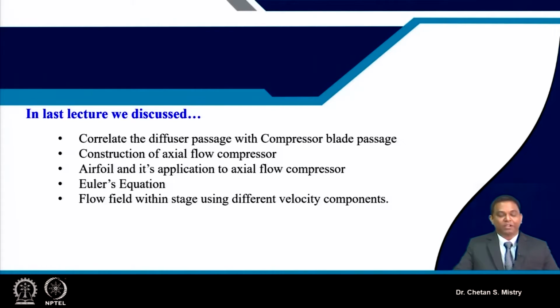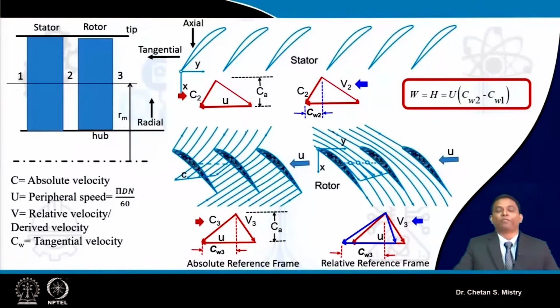Then we were discussing Euler's equation and its application. Then finally we ended up with our flow field, which we have discussed within our stage at a particular station using our velocity triangle. And now we are aware of different velocity components.